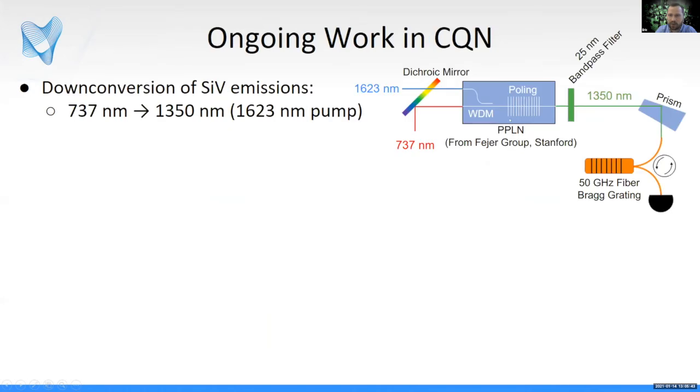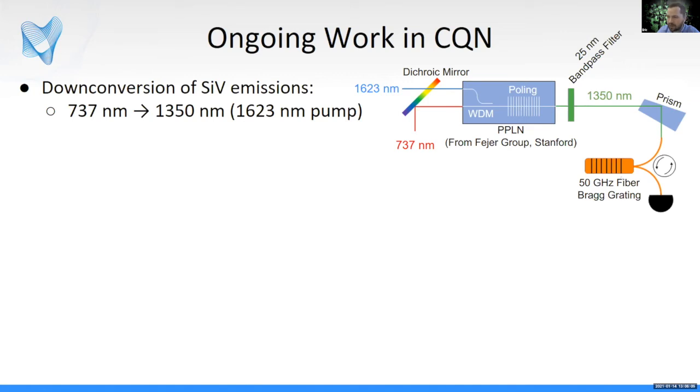So there is some ongoing work in the CQN. I can talk to the work that's done in Dirk's group in collaboration with the Fayer group at Stanford, and also working with Lincoln Laboratory and some folks at Harvard. We are converting silicon vacancy emissions from 737 to 1350 nanometers, which is in that O band, using a 1623 nanometer pump. And here's a diagram of our setup.